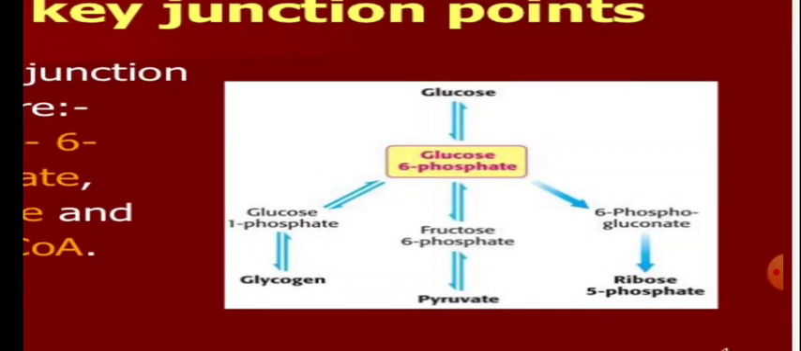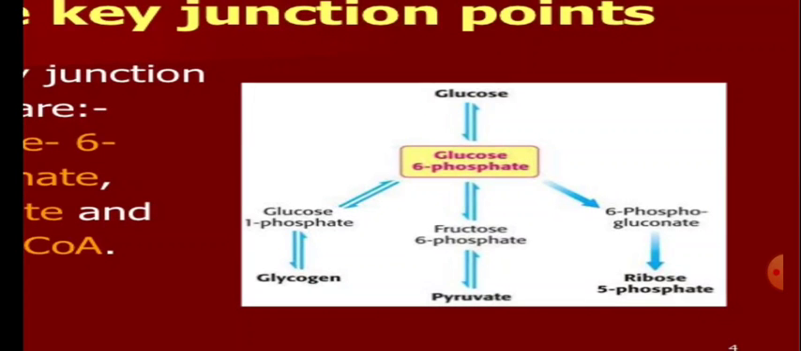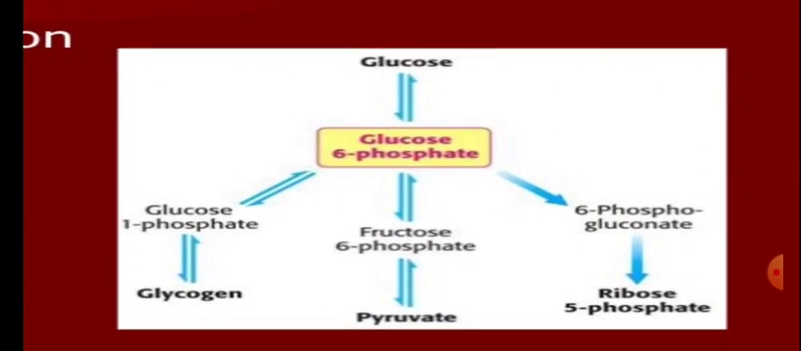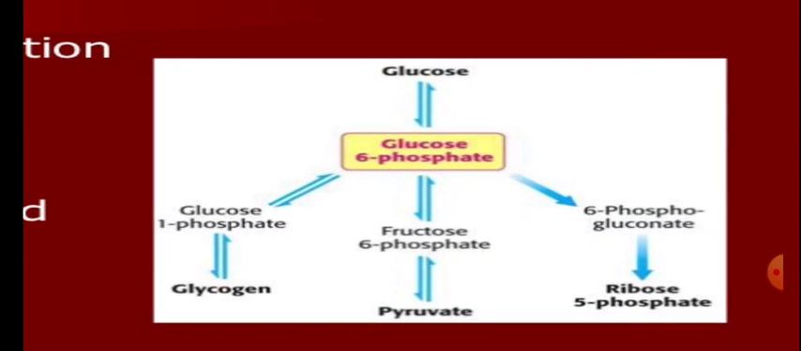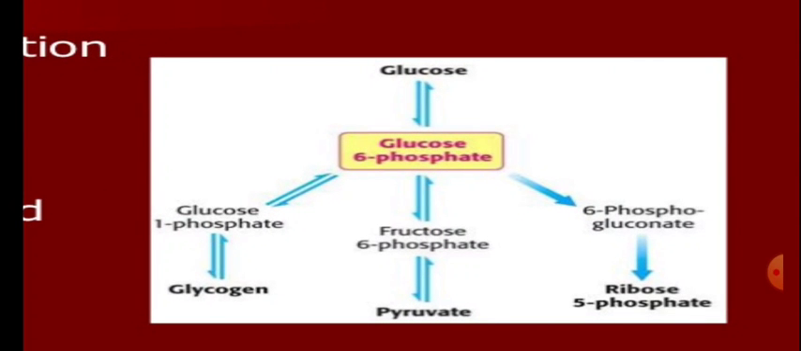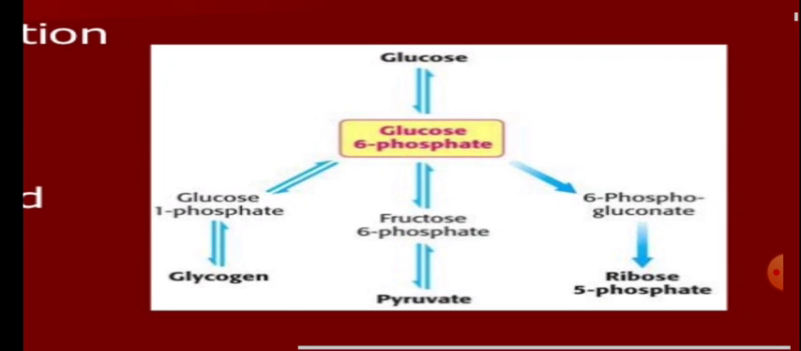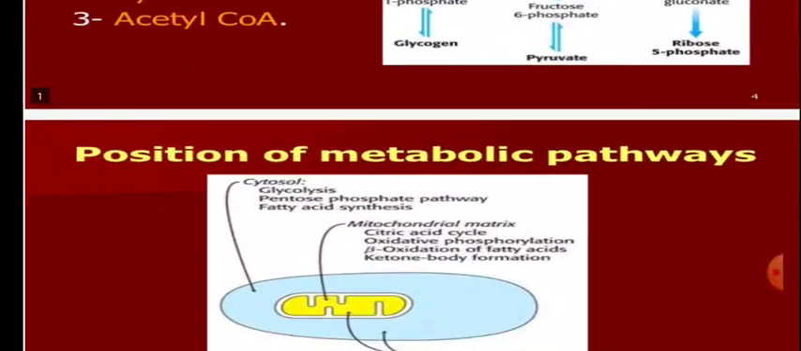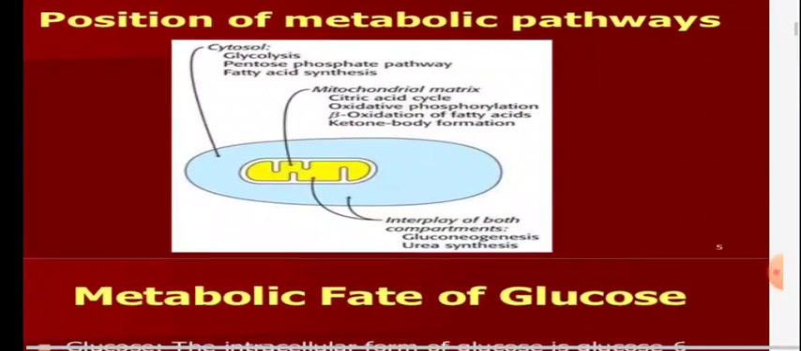So glucose 1 phosphate, then fructose 6 phosphate, and 6 phosphogluconate are produced from glucose 6 phosphate, or vice versa. Glucose 1 phosphate gives glycogen, fructose 6 phosphate gives pyruvate, and 6 phosphogluconate gives ribose 5 phosphate. So this is one normal link.